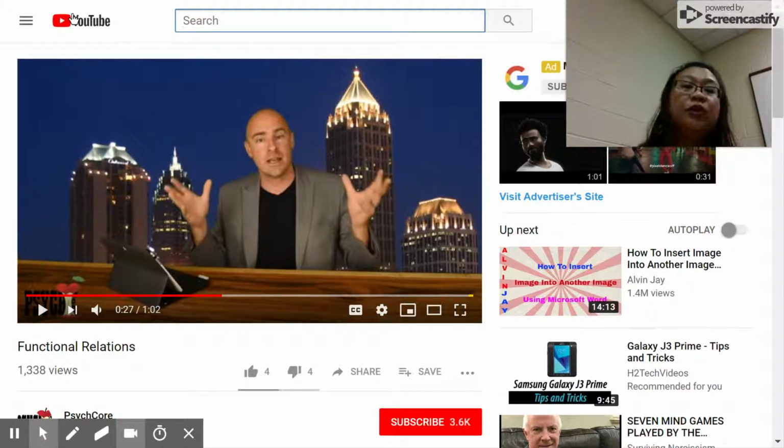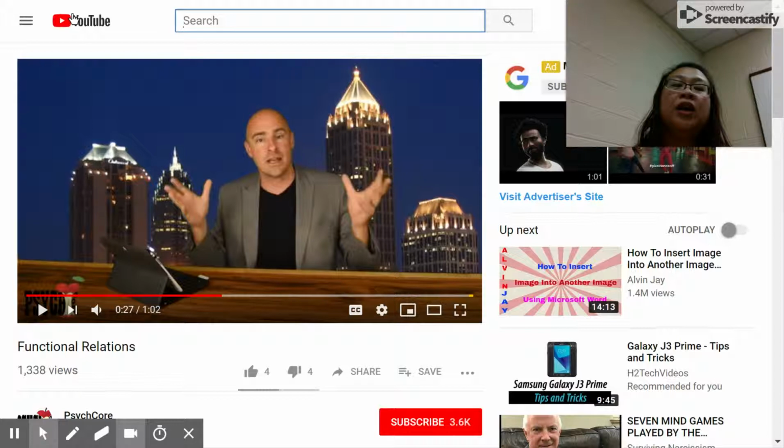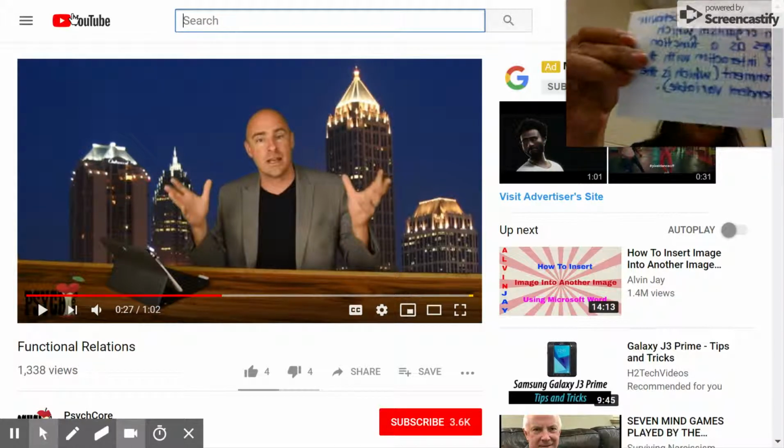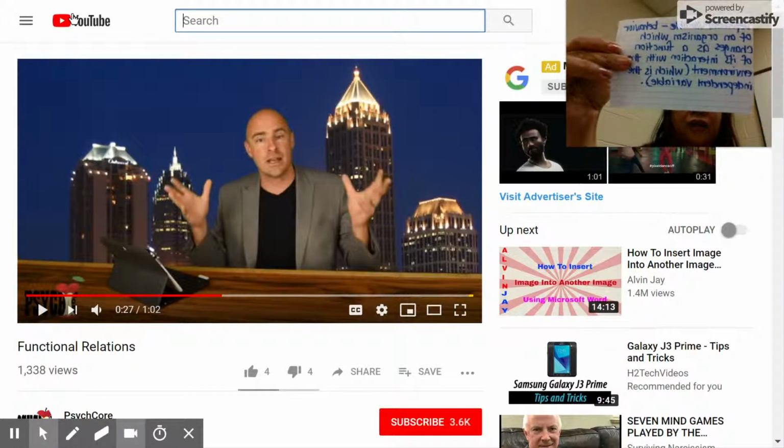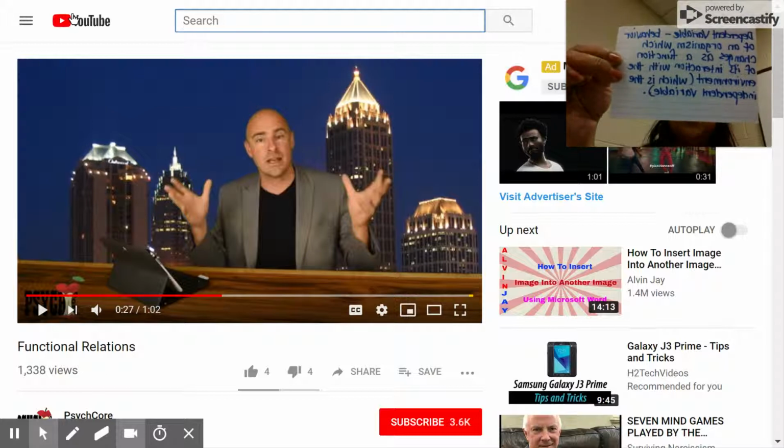I did want to share with you guys that since functional relation has something to do with the dependent and independent variable, I wanted to show you the definition of a dependent variable, which is the behavior of an organism which changes as a function of its interaction with its environment, and the environment here is the independent variable.